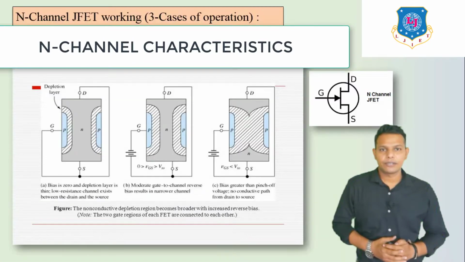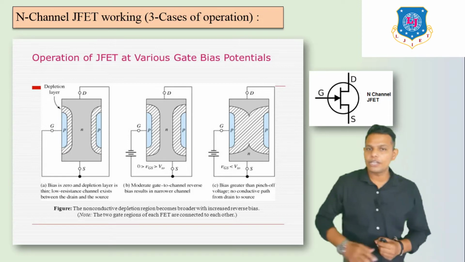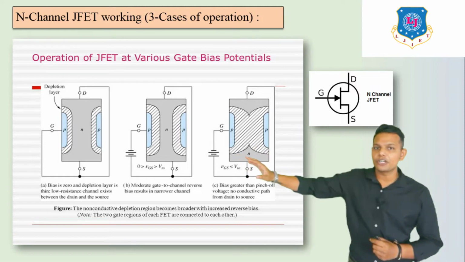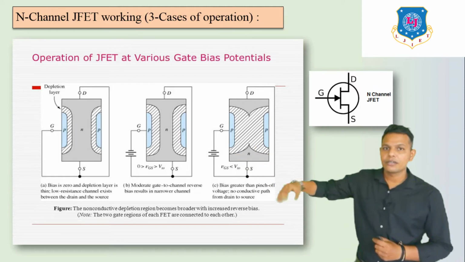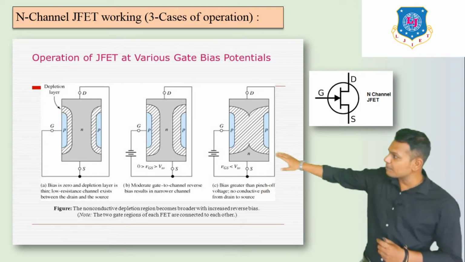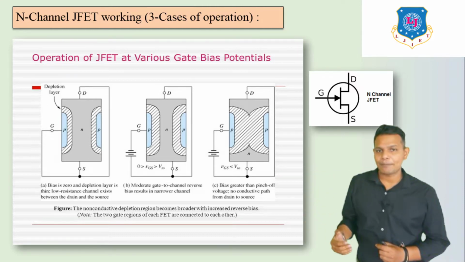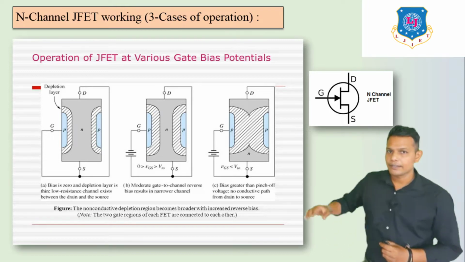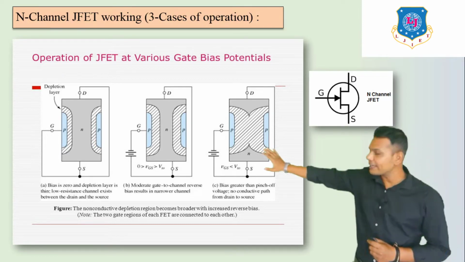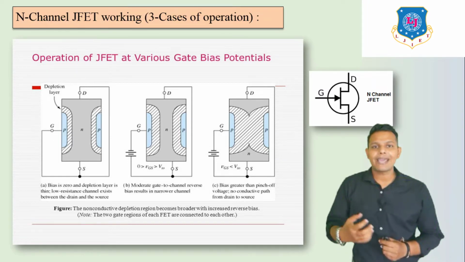So let us start with the three different types of cases as we discussed in the previous lecture. Here we can see these are the three cases. Case number one, where the depletion region is smaller because we applied VGS equal to 0, as you remember. Then in case number two, we apply more negative voltage, that means -1, -2, and that's why the depletion region is increased. In case number 2, the depletion region is penetrated more in the N channel.